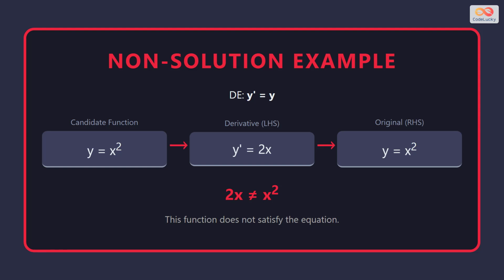Not every function will work, of course. Here, we check if y equals x squared is a solution to y prime equals y. The derivative is 2x, but the function is x squared. Since 2x is not equal to x squared for all x, this function is not a solution.